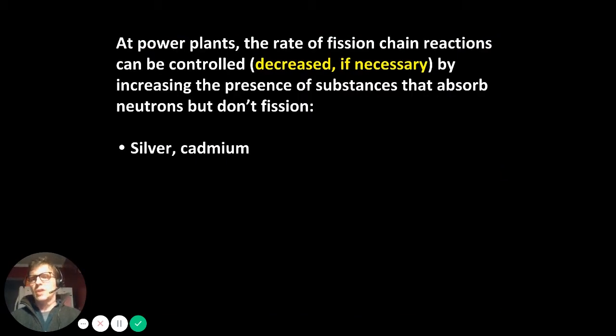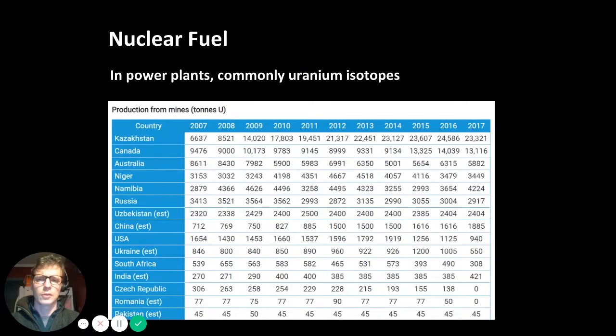Engineers can control the rate of a fission chain reaction and decrease it by increasing the presence of substances that are known to absorb neutrons but don't cause fission. Examples would be silver and cadmium. The fuel that we use in nuclear power plants are those fissile products, the substances that are known to split with a high degree of likelihood when bombarded by neutrons. Nuclear power plants commonly make use of uranium and sometimes plutonium isotopes. We're mostly going to talk about and use as a reference point uranium-235, which is a common fuel in nuclear power plants.